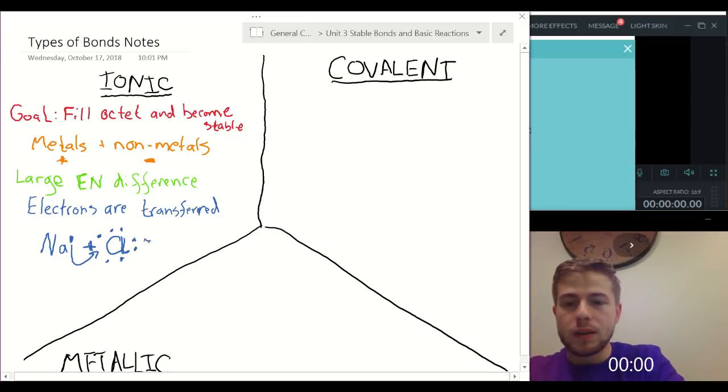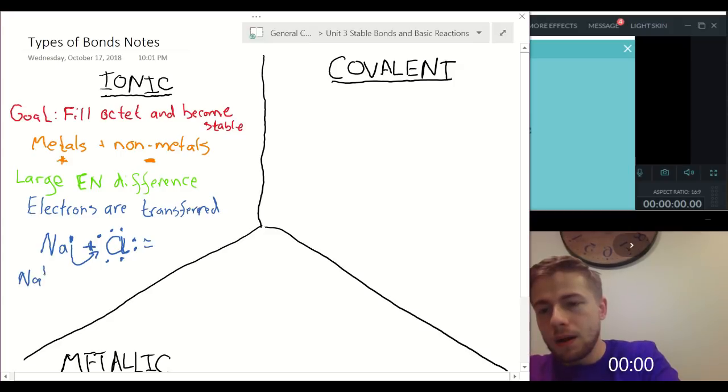And I'll draw it down here: Na positive, I'll put some brackets around it, and it's going to be bonded to Cl minus. Okay, and I'll draw some dots around here to show that it has its full octet, or it gained one to get its full octet. It's a minus. These are valence electrons.